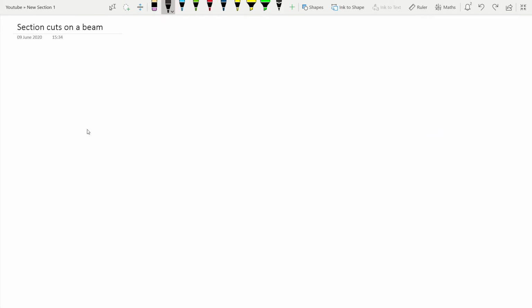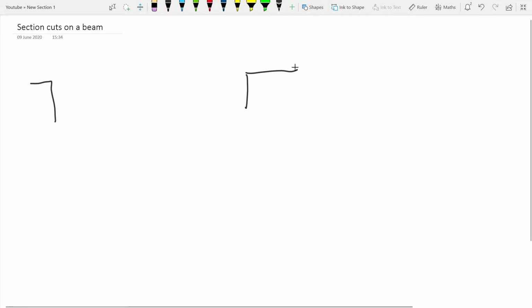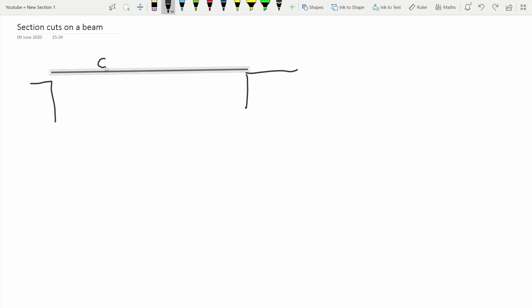Hi everyone, in this video we're going to be looking at section cuts on a beam. We're going to take the example of a bridge with a car on. Let's draw this now. So that's my car. Not very car-like, I know. I'm going to say this bridge is 10 meters long.